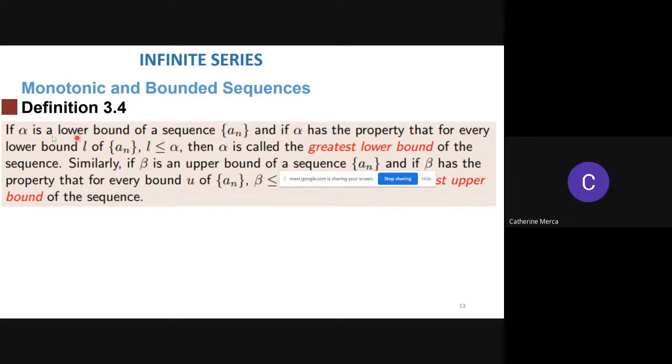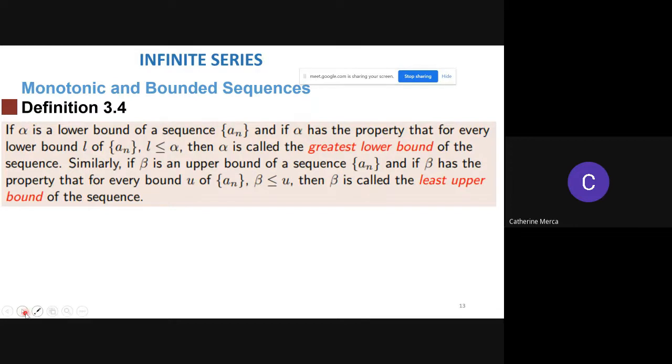Okay. If alpha is a lower bound of a sequence, and if alpha has the property that every lower bound L is less than or equal to alpha, then we have what we call your greatest lower bound. So, suppose these are your lower bounds, all of these. Then, you have the biggest among all the lower bounds. The biggest of the lower bounds is called the greatest lower bound. Okay? Sometimes your greatest lower bound is also named as infimum. Infimum.